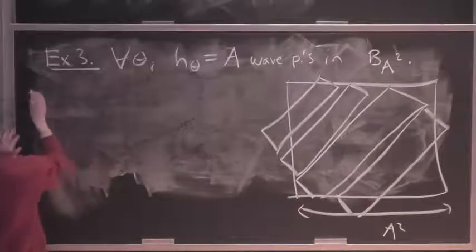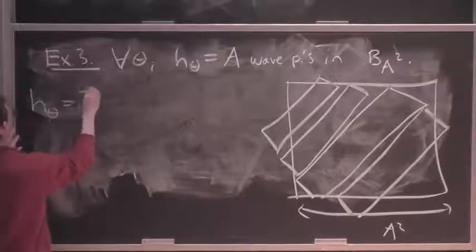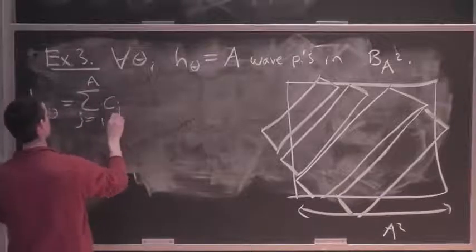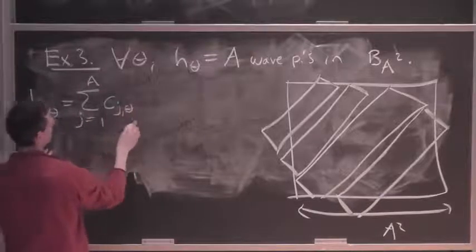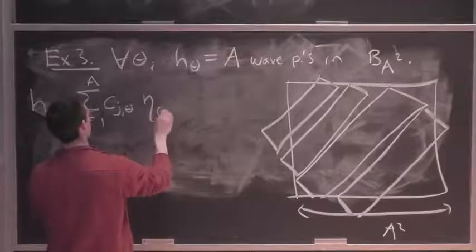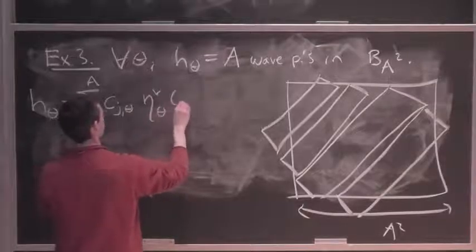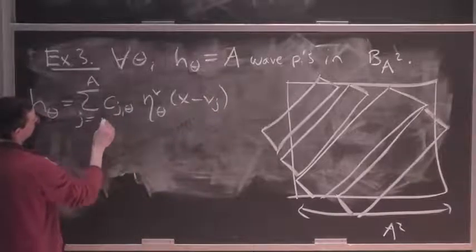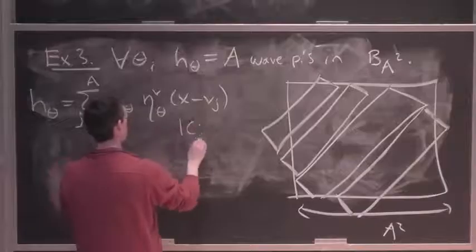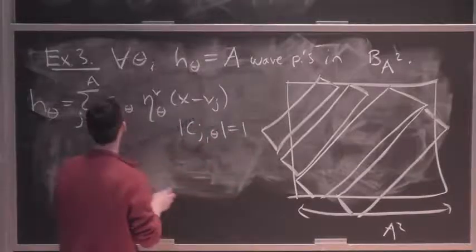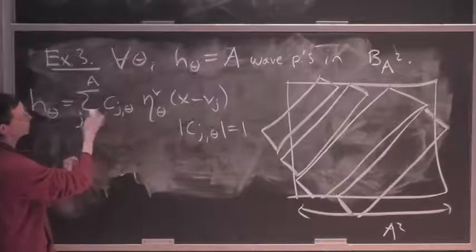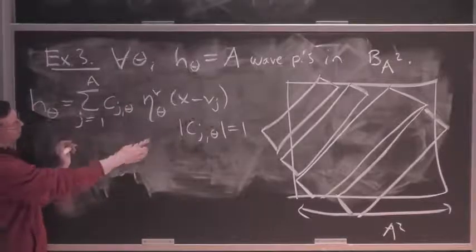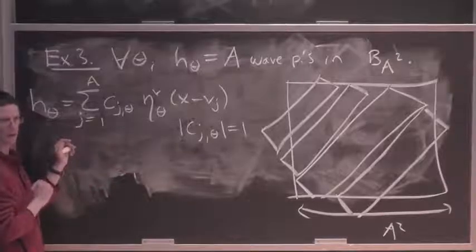Cool. In equations, we have h theta is a sum, j goes from 1 to A, of wave packets, c j theta, a complex number, times eta theta inverse Fourier transform of x minus vj. And so I'd like you to imagine that these c j theta are all unit complex numbers, but we can adjust the unit complex numbers, which adjusts the phase of the wave packet. So there are A squared different numbers here that we can adjust.